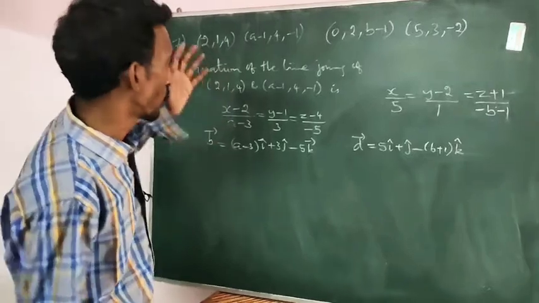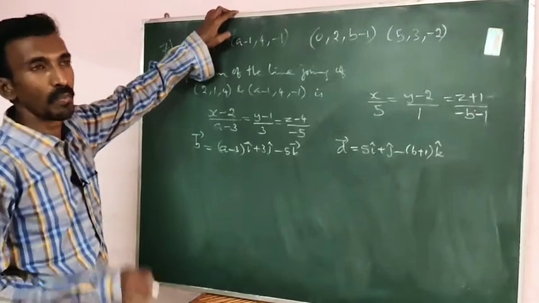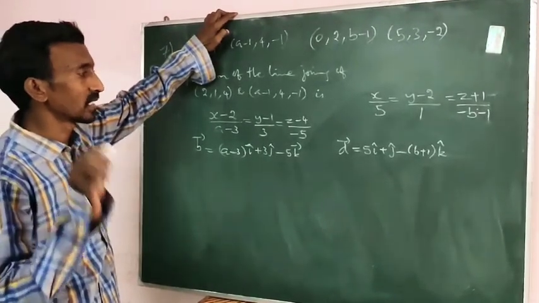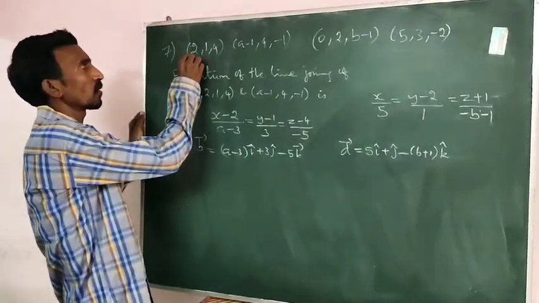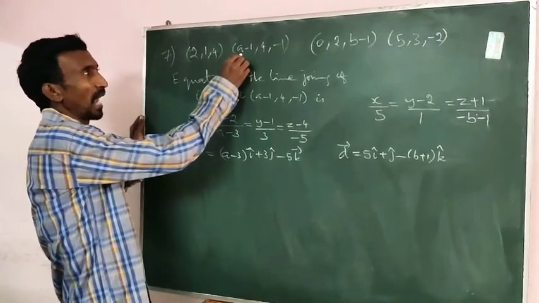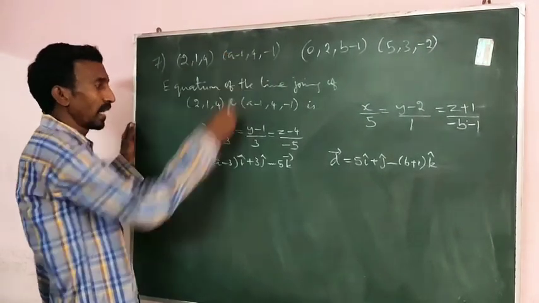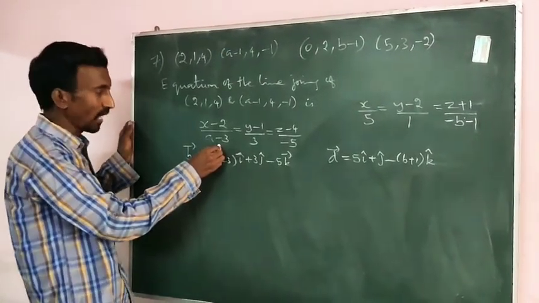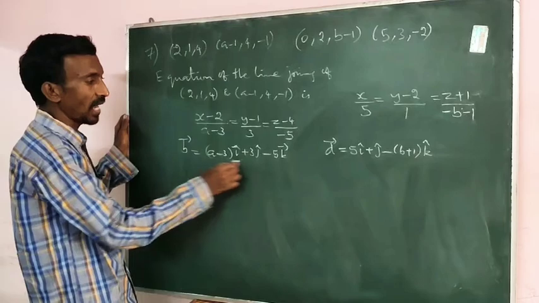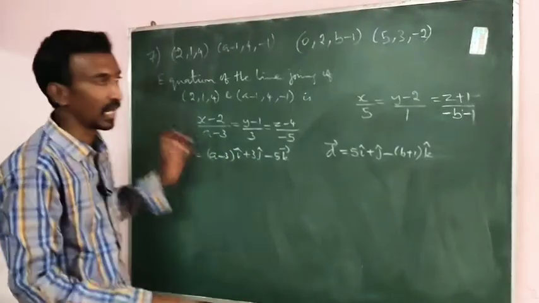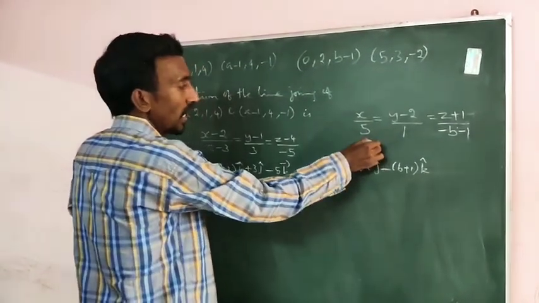That is the question. So as usual, use the two-point formula: (x minus x1) by (x2 minus x1), (y minus y1) by (y2 minus y1), (z minus z1) by (z2 minus z1). First take the point (2, 1, 4) as x1, y1, z1 and (a, minus 1, 4, minus 1) as x2, y2, z2. Apply that and we get this equation. From the denominators, we get the parallel vector b as (a minus 3)i plus 3j minus 5k.